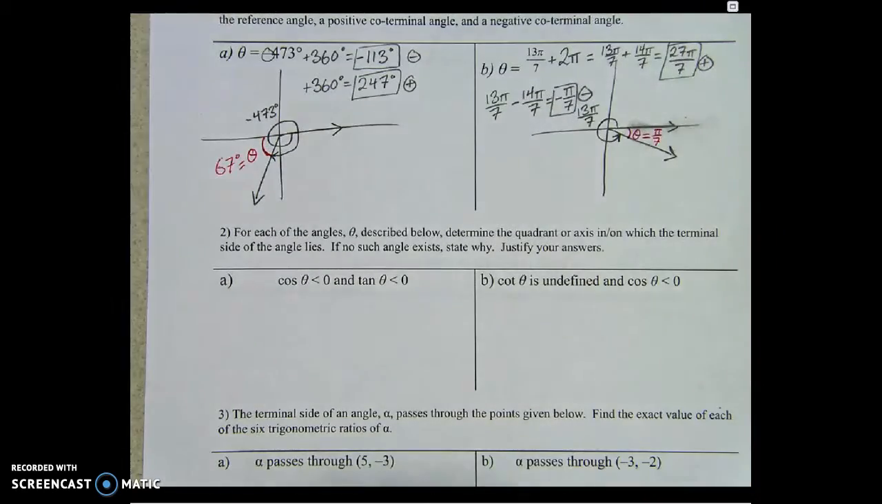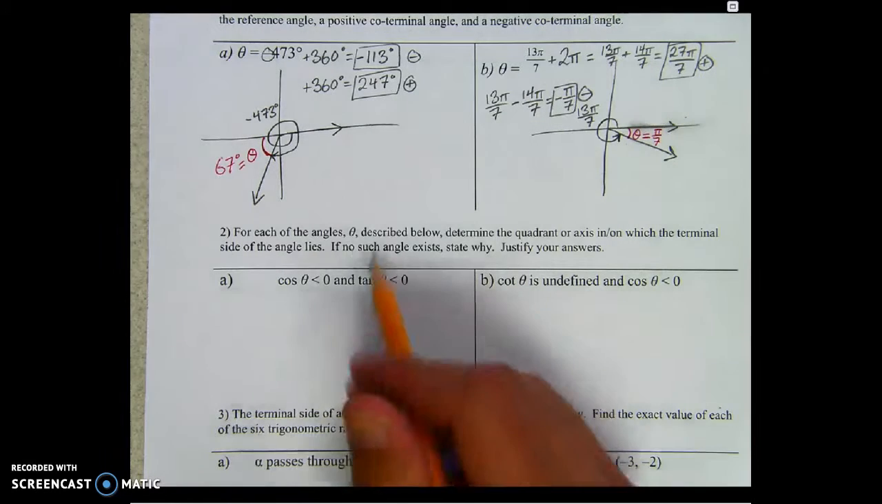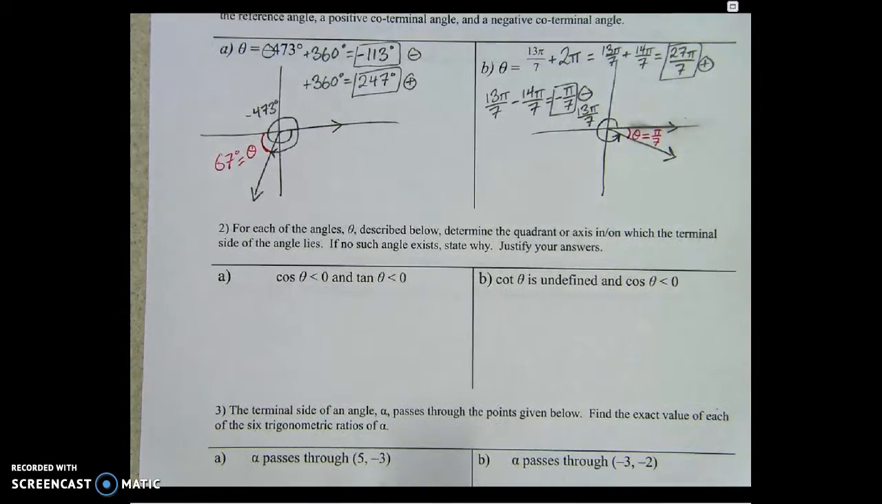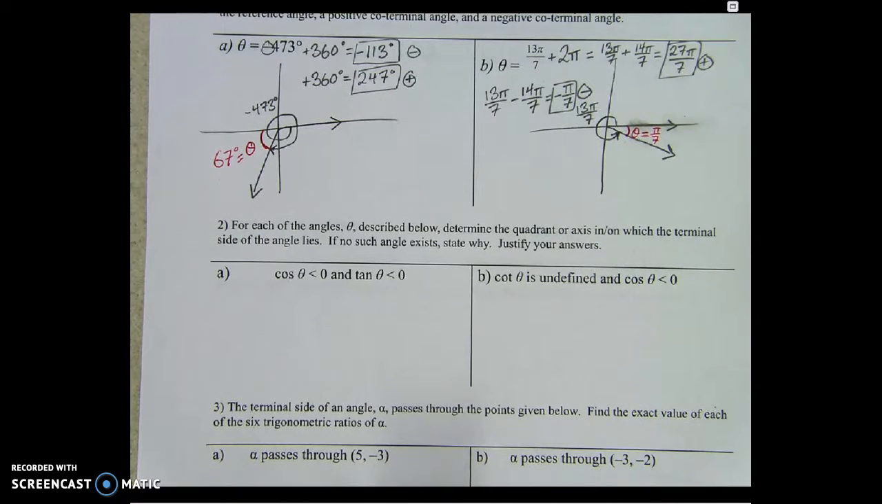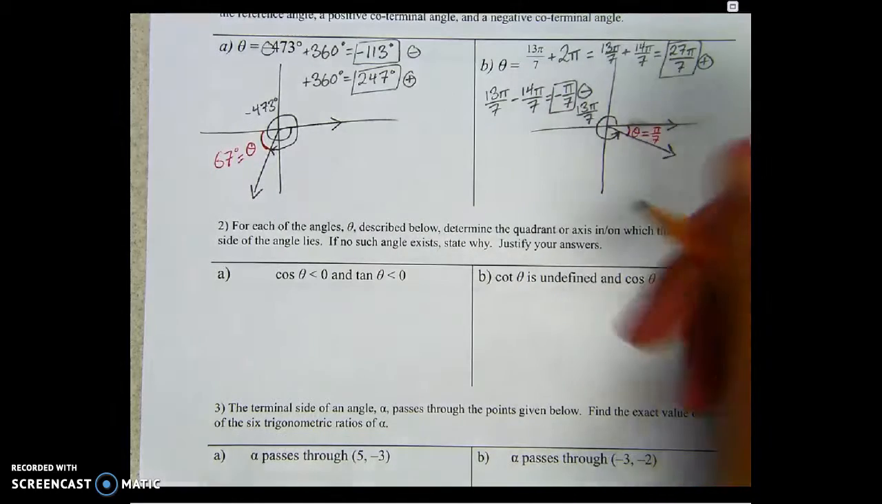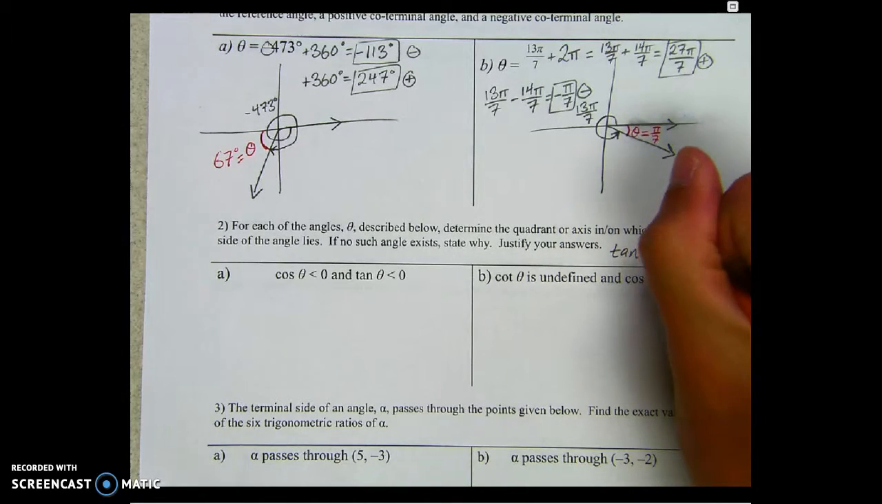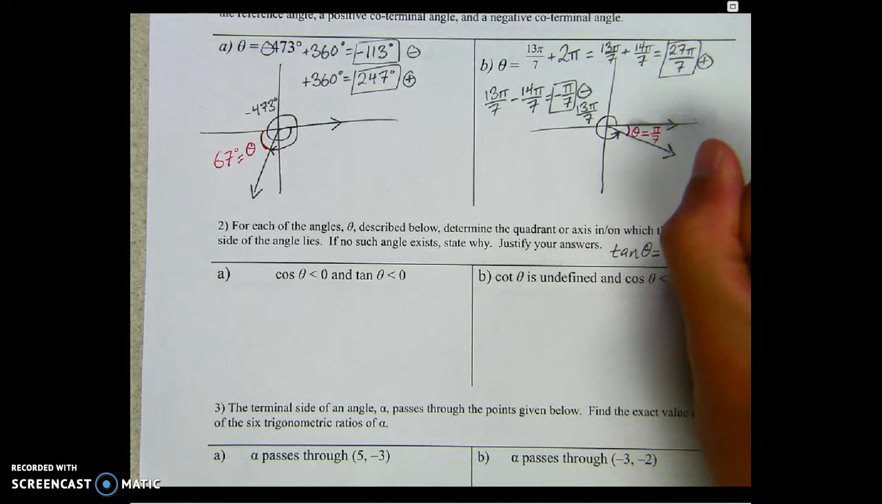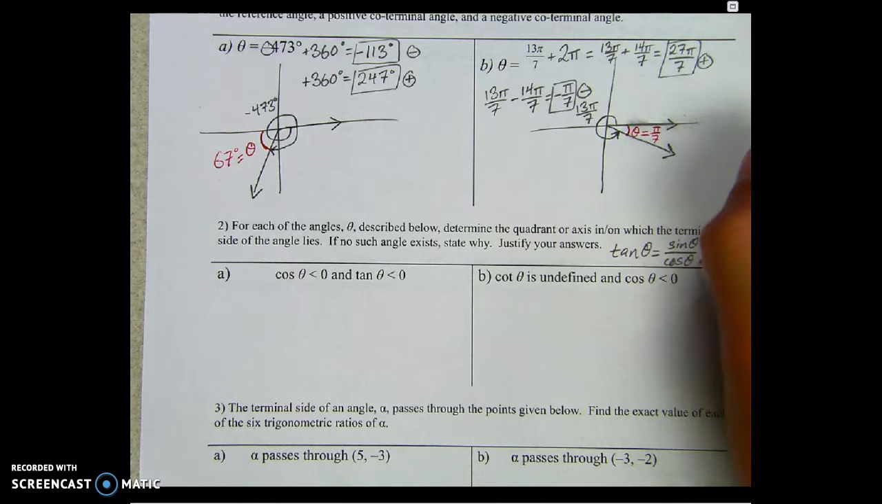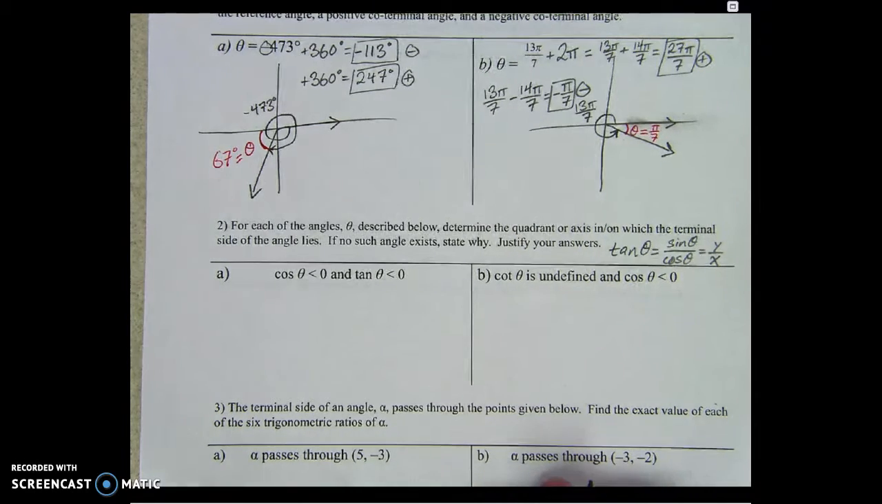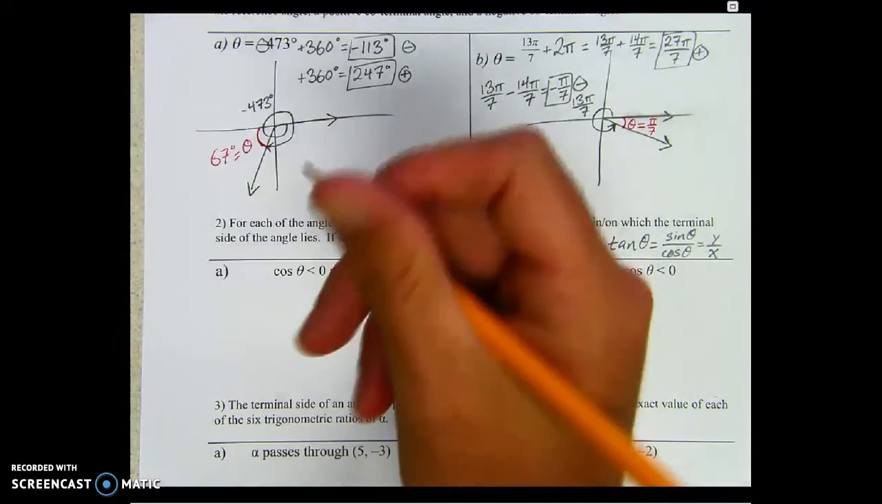Next, for section number 2, for each angle described below, determine the quadrant or axis in or on which the terminal side of the angle lies. If no such angle exists, state why. Justify your answers. Guys, this is going to require that we remember that the tangent of theta is equal to the sine of theta over the cosine of theta, or more simply, y over x. Okay, that's going to be useful here, and I'll explain in just a minute.